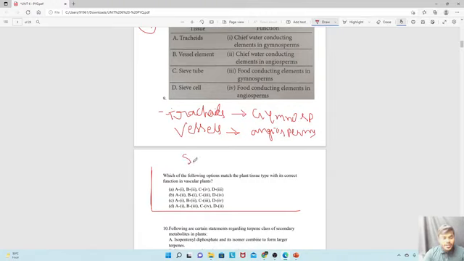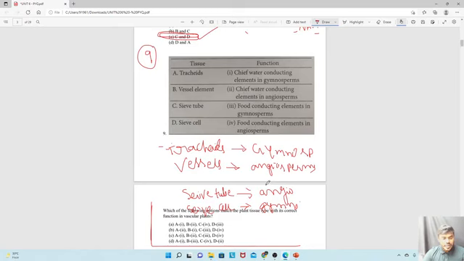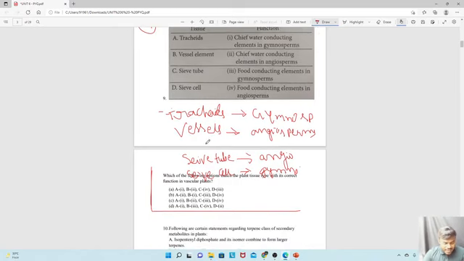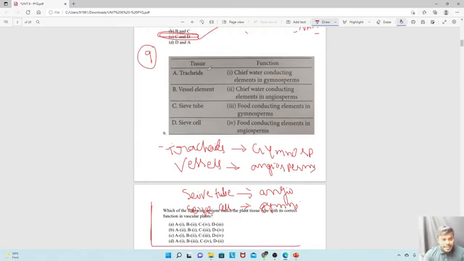And if you look into the sieve tube, it is highly modified. So it will be present in the angiosperm. And the sieve cell is also modified, but when compared to the sieve tube, it is a little less modified. So it is present in the gymnosperm. Then how will the answer be C, friends? The answer will be A. The answer is not C.